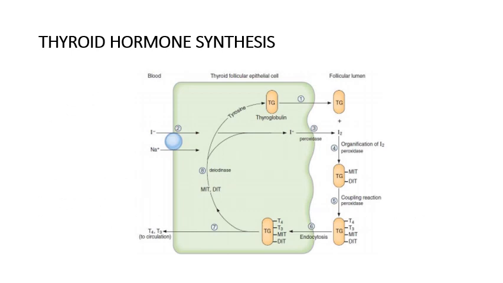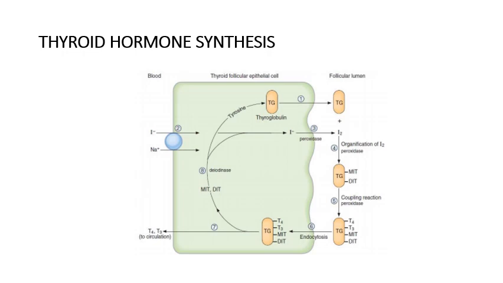So we will now see the various steps involved in the process of thyroid hormone synthesis. The first step is entry of iodine into the thyroid follicular cell. Iodine enters the thyroid follicular cell along with sodium through a transporter called the sodium iodide symporter. After iodine enters the cell, it gets attached to the thyroglobulin molecule. Thyroglobulin is a glycoprotein which contains tyrosine residues.